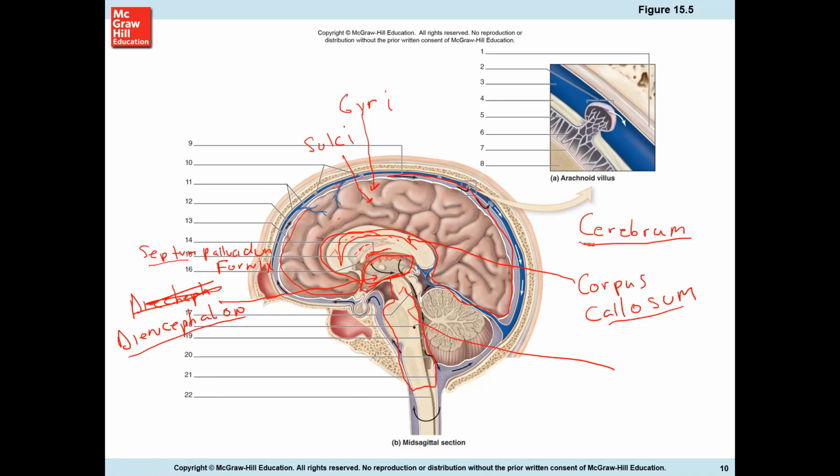Midbrain is up here, pons is here, and the medulla oblongata is here. That's called the brain stem. Okay, and we'll go through the 3 parts of the brain stem. This thing right here is not part of the cerebrum. Don't make that mistake. That's over here too, sorry.